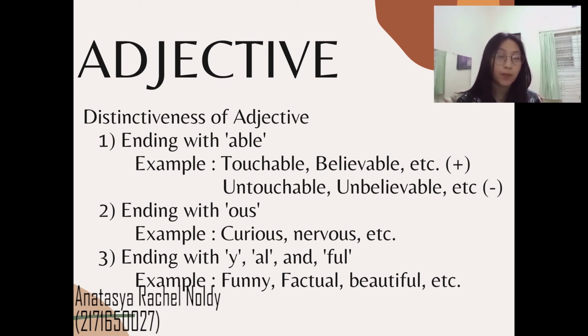2. Ending with OUS. Example, the first one is curious. Example sentence, the cat was naturally curious about its new surroundings. The second one is nervous. Example sentence, she is nervous about her job interview.